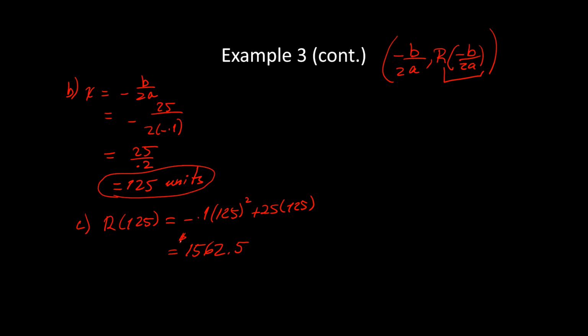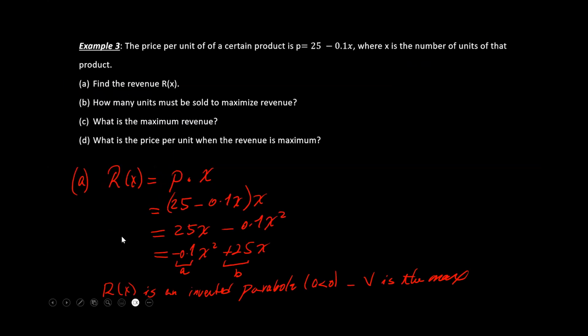So it will be 1652.5. That's how much revenue we bring in. Then they ask us, what is the price? What is P when the revenue is max?